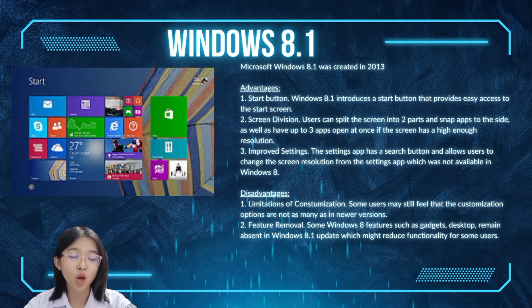Windows 8.1 was created in 2013. The advantages: 1. Start button. Windows 8.1 introduced a start button that provides easy access to the start screen. 2. Screen division. Users can split the screen into 2 parts and snap apps to the side, as well as have 3 apps open at once if the screen has a high enough resolution. 3. Improved settings. The Settings app has a search button and allows users to change the screen resolution from the Settings app, which was not available in Windows 8.